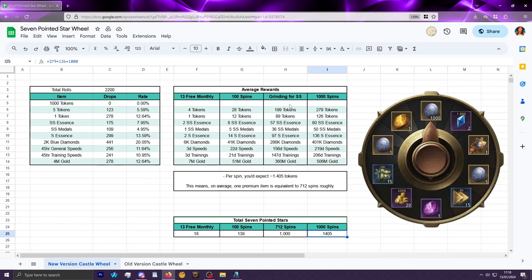But of course, the most important part of this is how many spins are required to get to 1,000 stars, and that will be these columns here, and it will be a total of 712 spins, which means all in all, the castle wheel is now effectively 30% cheaper than it was previously. So those 10,000 BD skins, you're going to be now looking at about 7,000 BD. And if this carries through into next Black Friday and next Christmas, it should be about 3,500 black diamonds to get 1,000 seven-pointed stars.